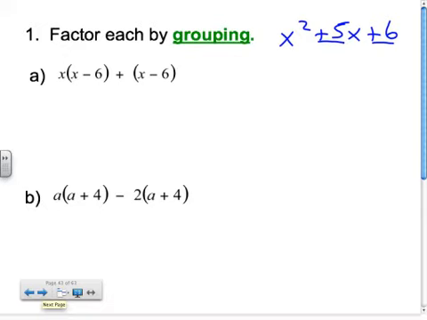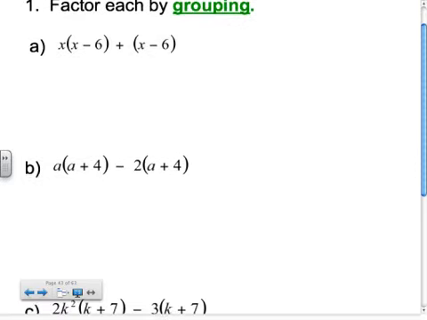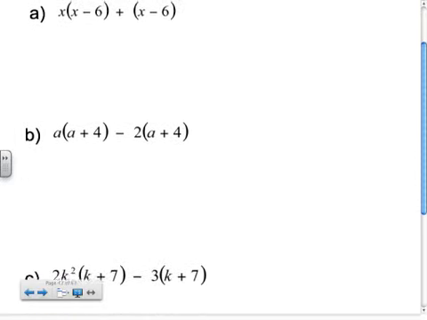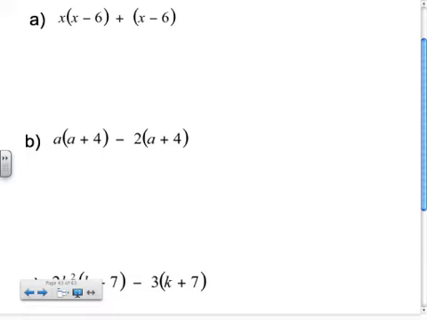Now, if I were to throw a 3 in front of that x squared, that complicates things tremendously. And so factoring by grouping is going to allow us to factor expressions or polynomials that are a little bit more complicated. This is an idea that's probably going to take you a day or two to really get a hold of, and that's why we're going to spend at least 2 days, maybe 3 days on this lesson.